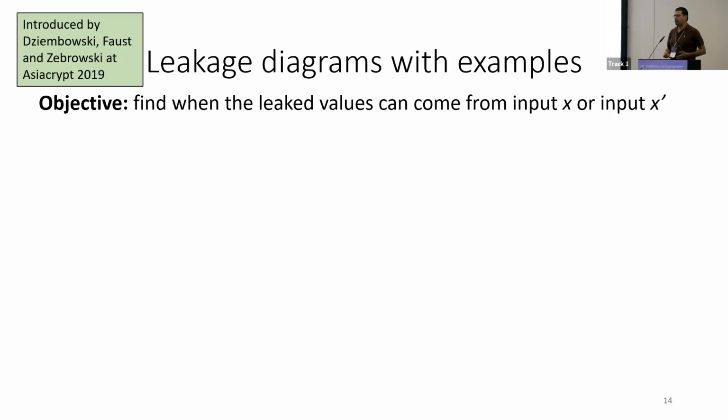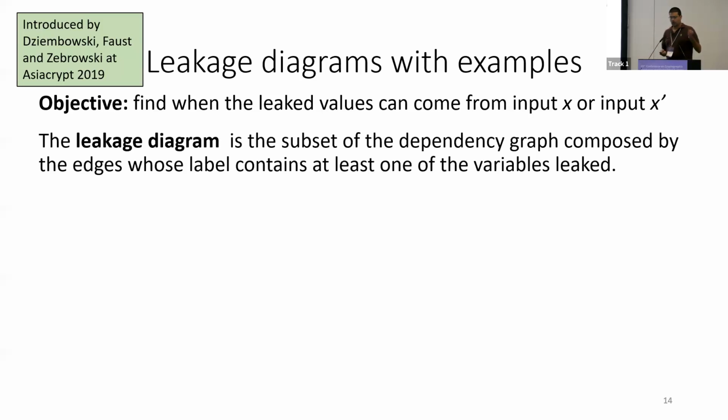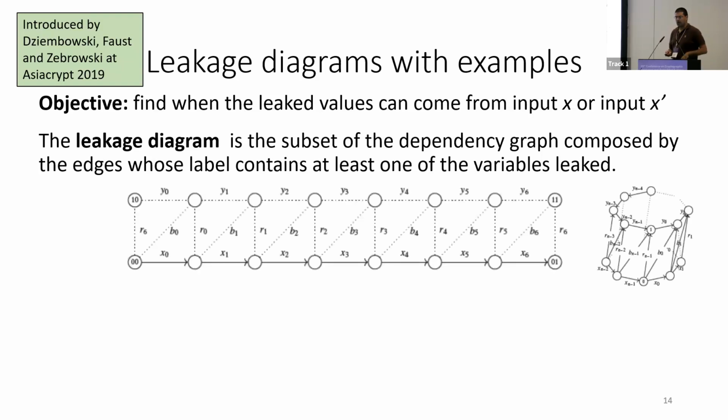Now I will present the leakage, what we can do with this dependency graph. Often the key point in security proofs is to find when the leaked values can come from two different inputs, because when you can prove this, everything else follows easily. So we have some values that are leaked, and we define the leakage diagram as the subset of the dependency graph formed by the edges whose label contains at least one of the leaked variables. For example, this is the dependency graph of p-refresh, and suppose that all the input shares are leaked.